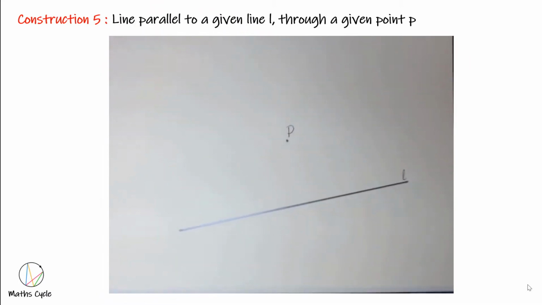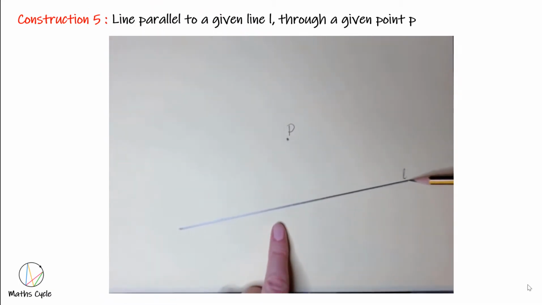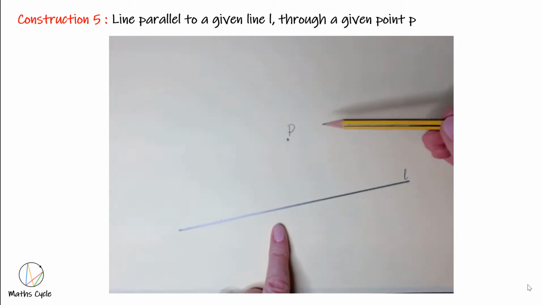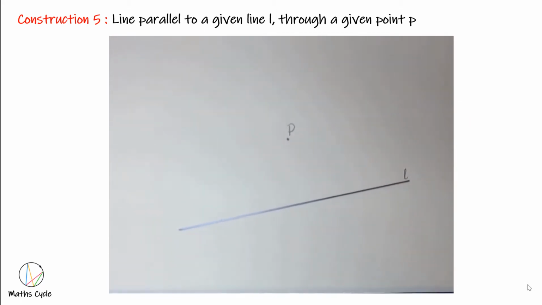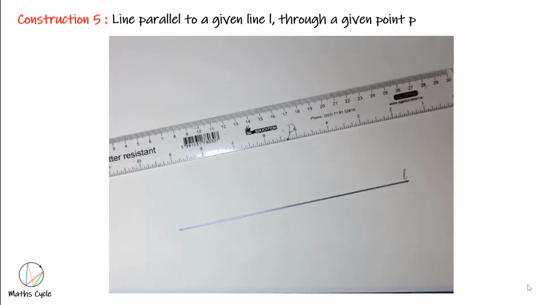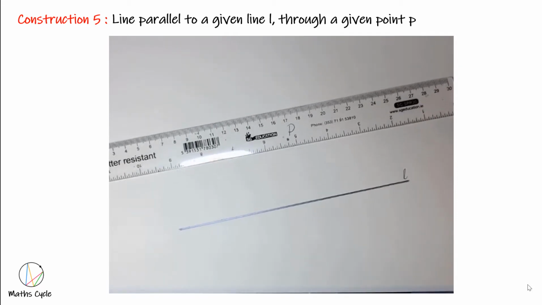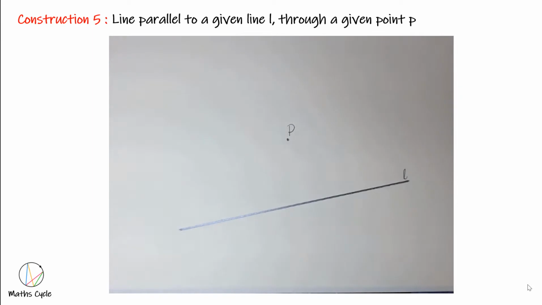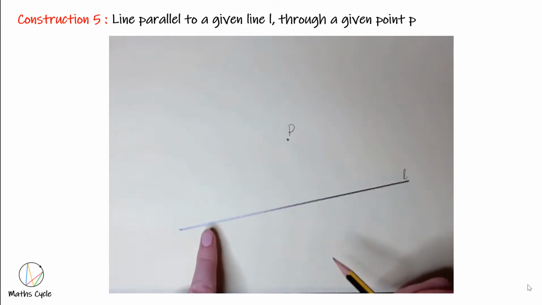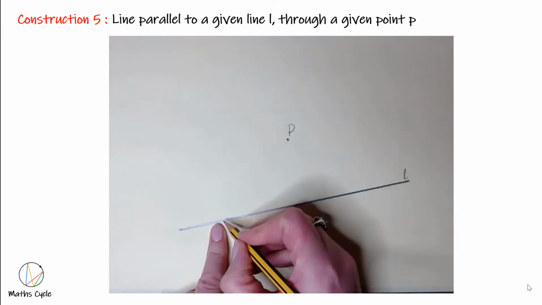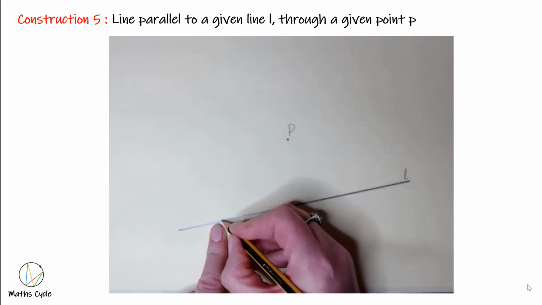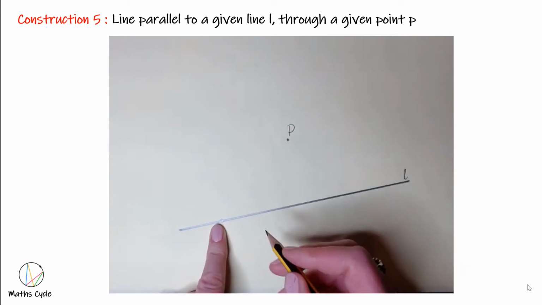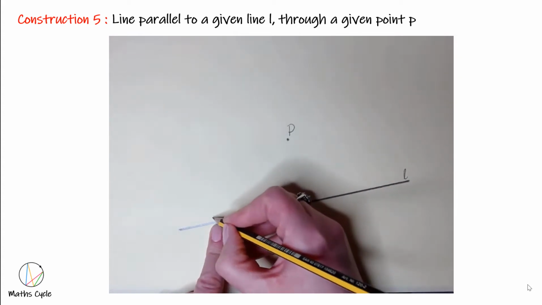Construction 5. Line parallel to a given line L through a given point P. So we need to draw some line roughly here that's parallel to the line L. We start by moving over to the left and creating a point on the line L. This can be anywhere, it doesn't matter. For the sake of this construction, I'm just going to label it A.